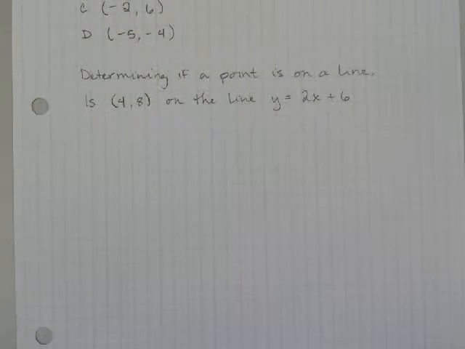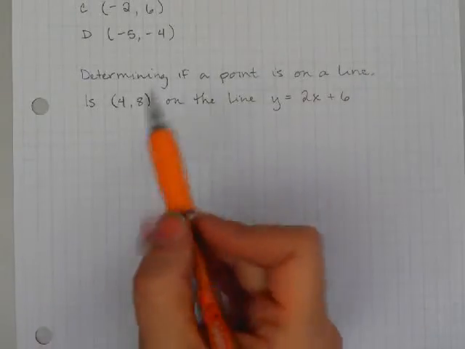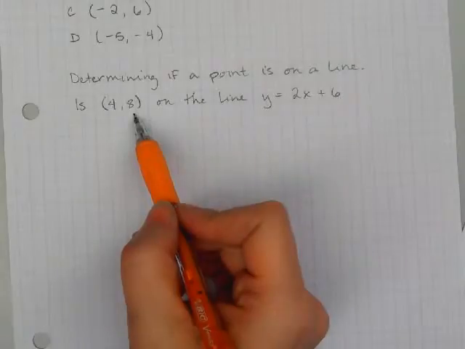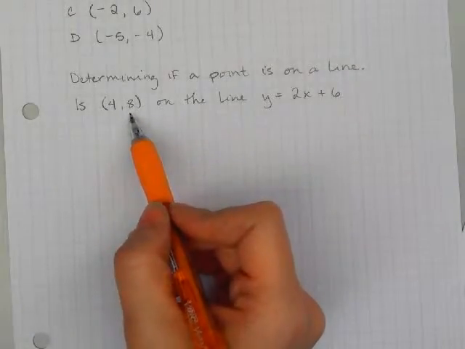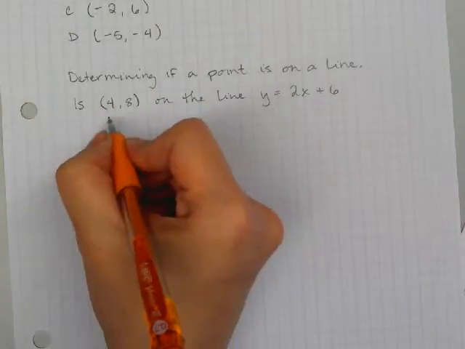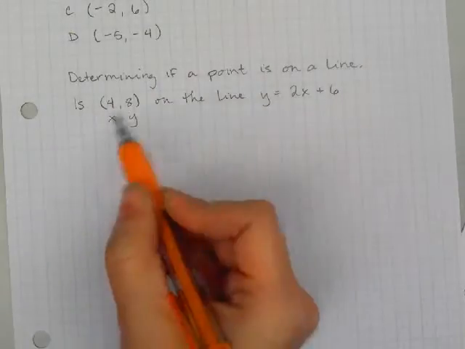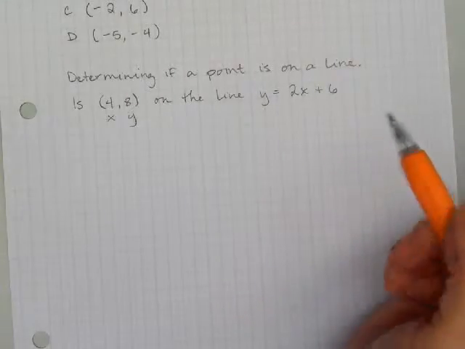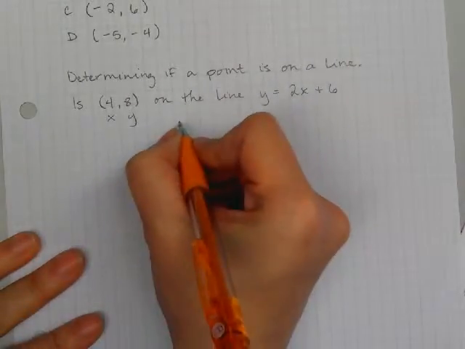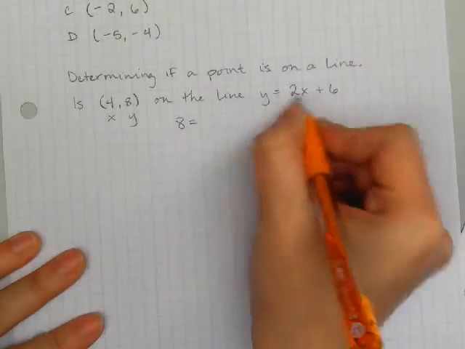So I'm going to do 8 for my y, and then 2 from my equation, 4 from my x value, and then plus 6. And then I just need to evaluate whether or not this is a true statement or not. So I'm going to drop down my 8 equals, what is 2 times 4? And then what do I need to drop down? Plus 6. And then what is 8 plus 6?